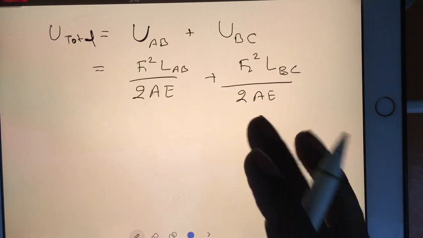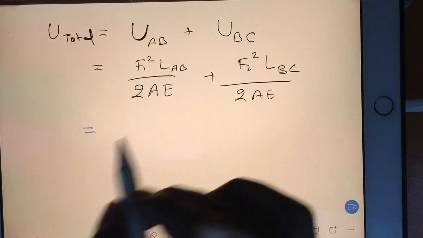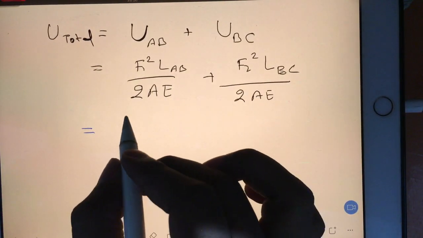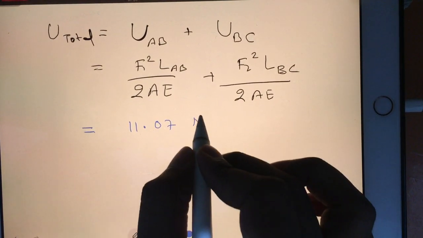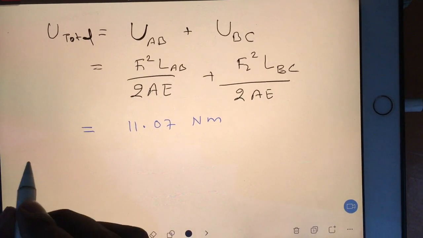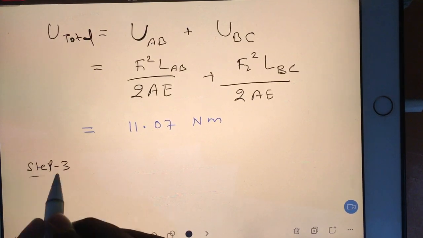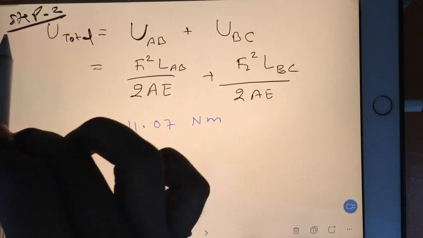Now you find out the total energy. Substitute the values properly from the given data, and you will find 11.07 Newton meter. Now you see, in step 3 what to do. Actually, this is your step 2. Finding out the total energy is your step 2.